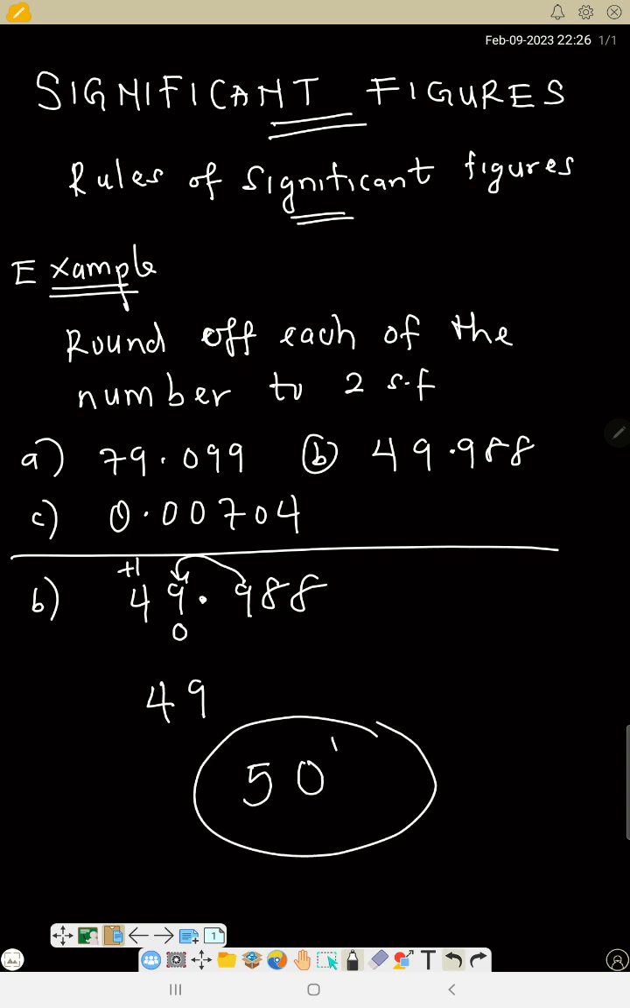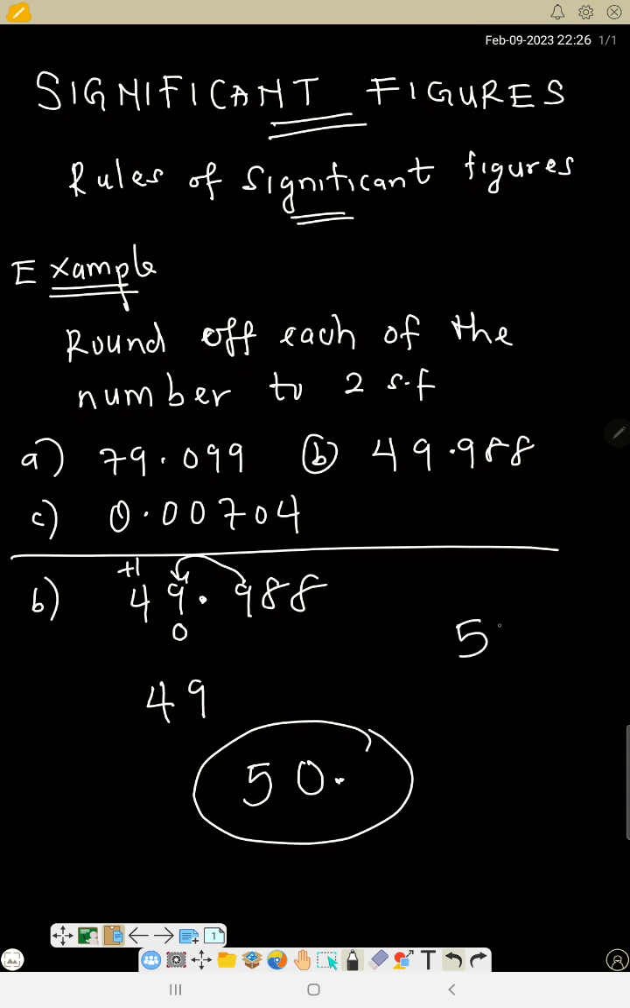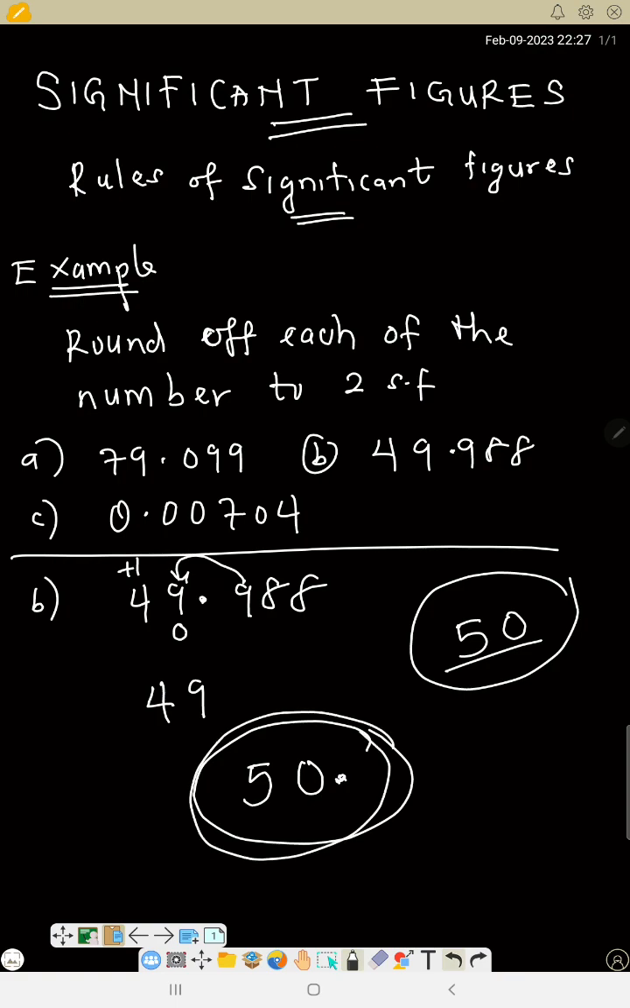So this is two significant figures, then put a point in front. So this is now two significant figures. Without the point, it is one significant figure. Look at this: 50 is one significant figure, but with the point, it is now two significant figures. Please take note.